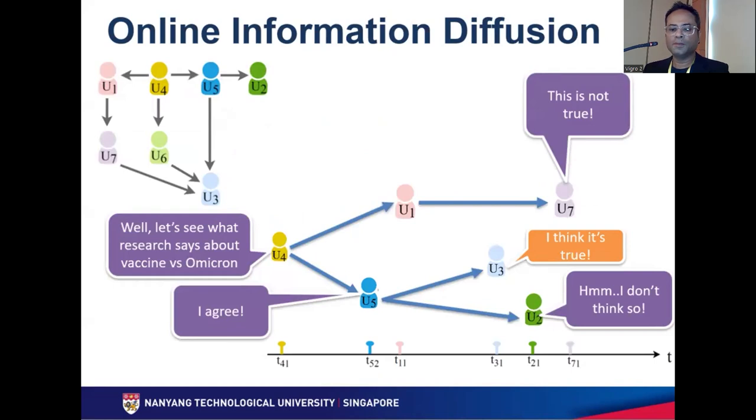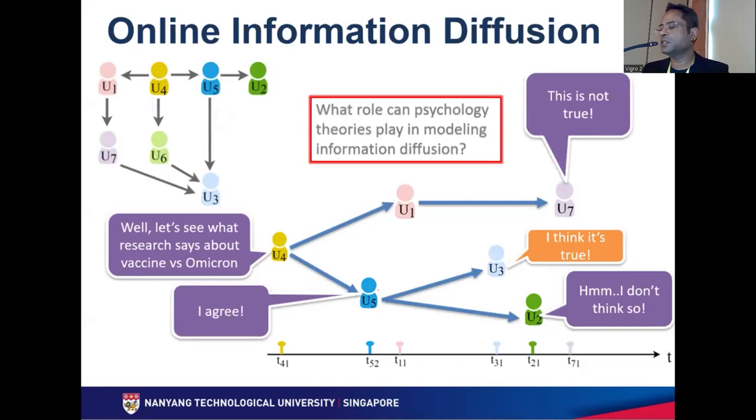Now, if you look into the content of what these users are writing, in this case you can see that U5, U3, U2, and U7 all reacted to this particular post. U5 agreed with it, U3 also agreed with it, but then U7 and U2 say, I don't think so. So they don't agree that this particular post is correct. Now there could be various reasons for that. For example, U3 may not have any idea about the Omicron virus as such, but U3 looks at what other people are saying and then just conforms to that, right? So we are essentially dealing with humans.